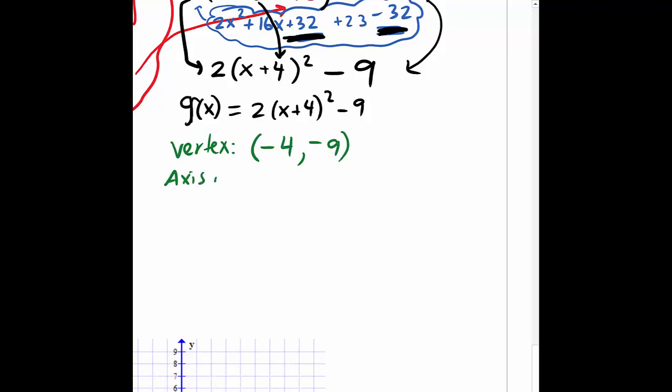The axis of symmetry is going to be x equals the x value of the vertex. This thing will open up because the coefficient of x, or the coefficient of the parentheses, is positive.